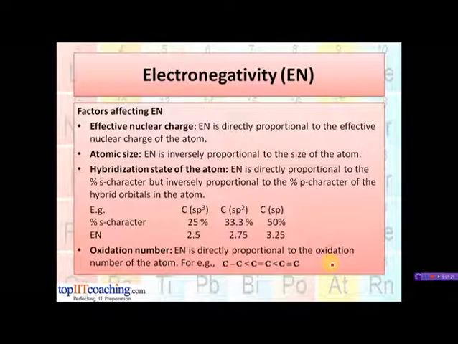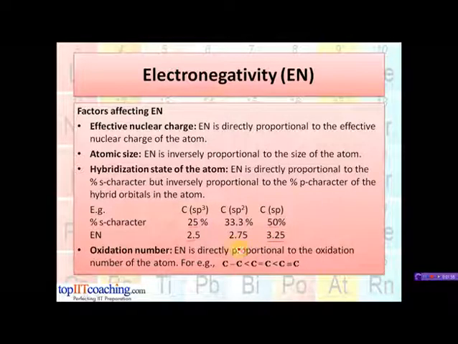Let's take the example of carbon. As we move from the sp3 state of carbon to the sp state of carbon, we can see that the percent s character increases from 25% to 50%, whereas p character decreases. Since electronegativity is directly proportional to s character and inversely proportional to the percent p character, the value of electronegativity also increases from 2.5 to 3.25.